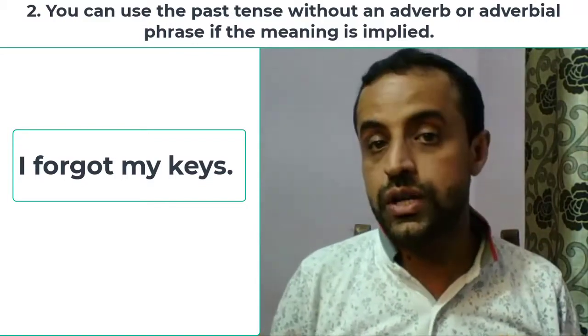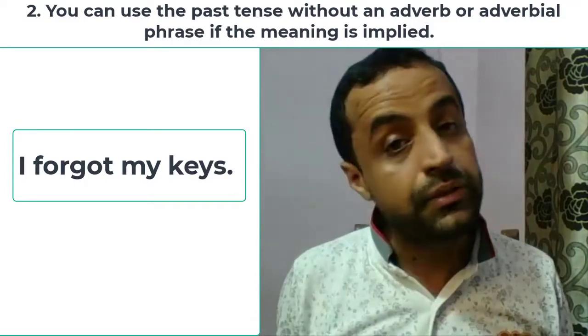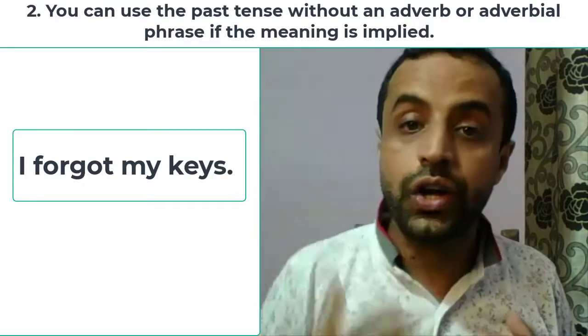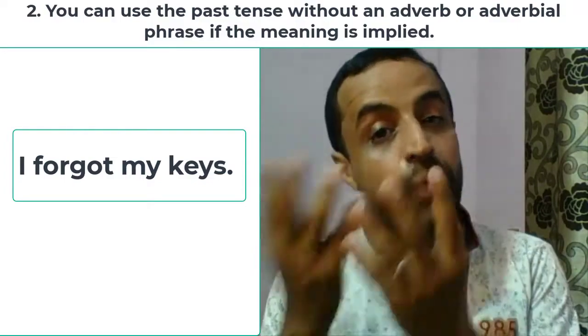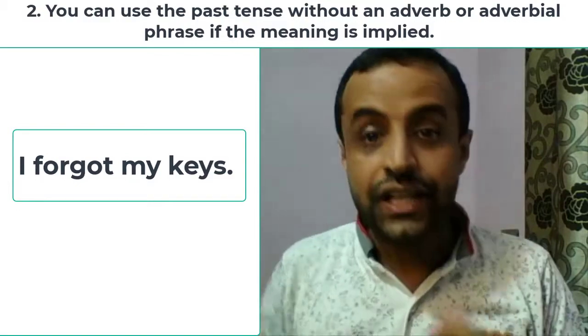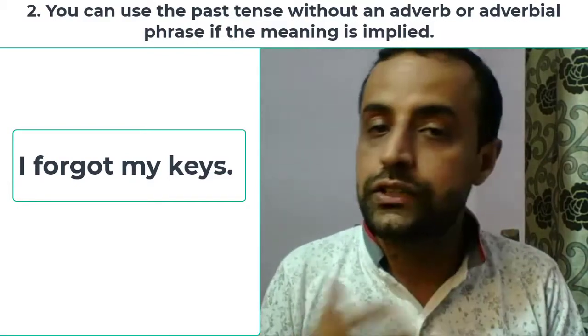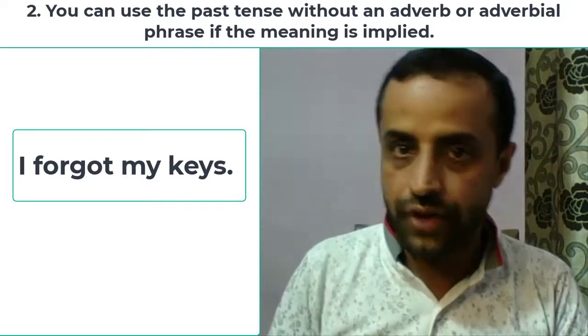For example, if you say, oh, I slept like a baby. I slept like a baby. The speaker and the listener both understand that we're talking about last night. So if it is understood from the context, you don't need to use an adverb or adverbial phrase.